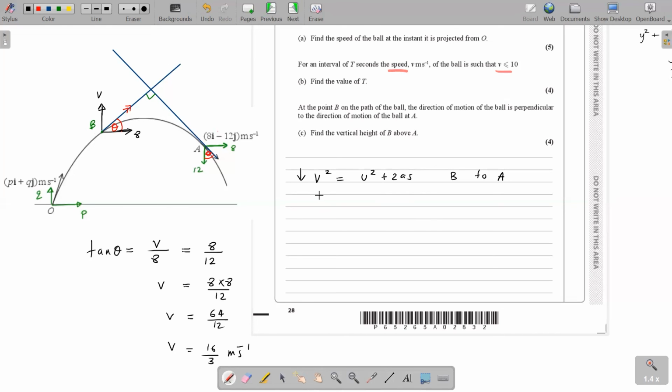How much is final speed? Final vertical component of velocity is 12, isn't it? So I'm using downwards as positive, therefore positive 12. Positive 12 squared. Initially, the one we start at B. So what's the vertical component at B? We just found it, 16/3, and it's upward. I am using the equation downward. Thereby it's minus 16/3 squared. Plus 2 into acceleration due to gravity, that's positive 9.8, and h. So this is the height difference, the displacement.